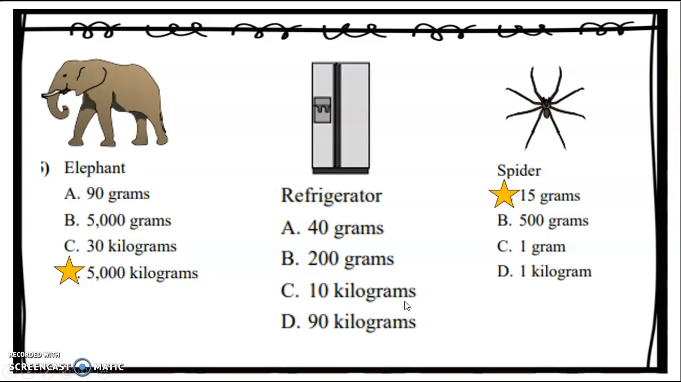A refrigerator. Oh, I can't pick up a refrigerator, can you? I can slide it, but I don't think I can lift it. So which one do you think you maybe cannot lift? Which one would make the most sense here? 40 grams, 200 grams, 10 kilograms, or 90 kilograms? Correct answer is 90 kilograms. Let's keep going.